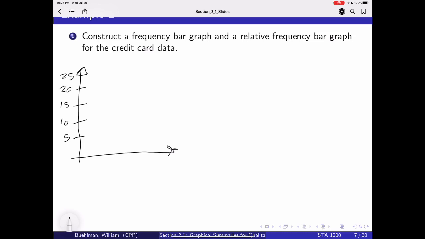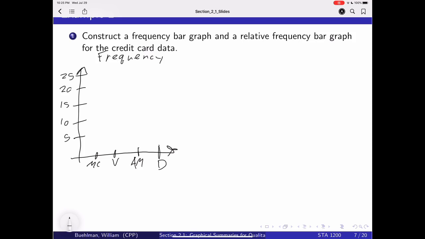And make sure you always label your graphs. So I'm going to go ahead and do that right now. Okay, this is going to be MC. We'll call that MasterCard. Right here is going to be Visa. AM for American Express. And D for Discover.